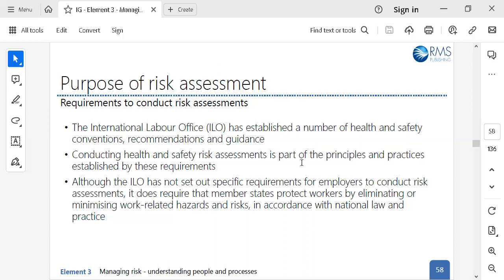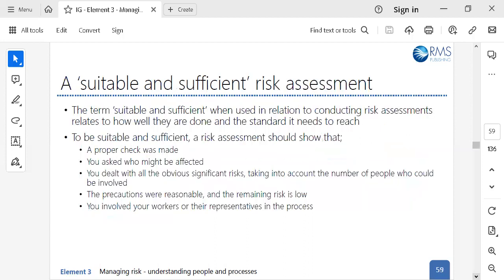Conducting health and safety risk assessment is part of the principles and practice established by these requirements. Although the ILO has not set out specific requirements for employers to conduct risk assessment, it does require that member states protect workers by eliminating or minimizing work-related hazards and risks in accordance with national law and practice. So this is the purpose of risk assessment: to protect the workers and to eliminate the hazards.